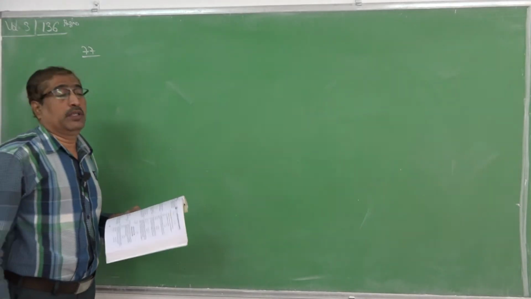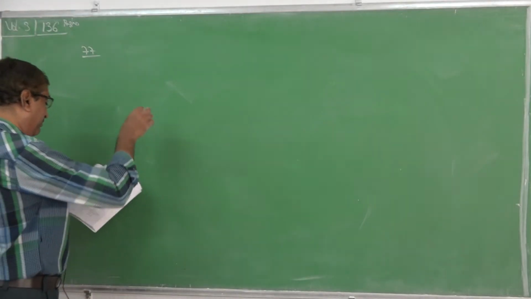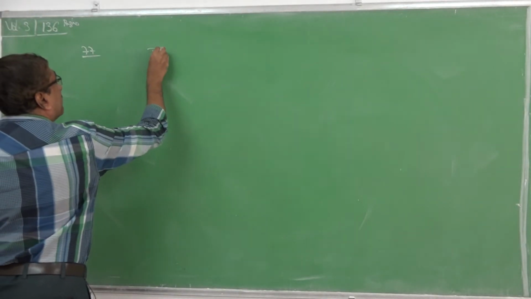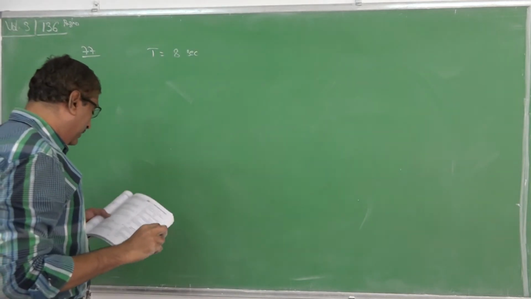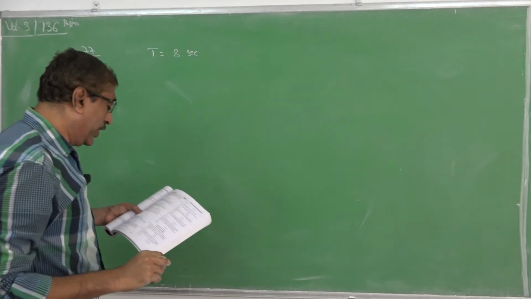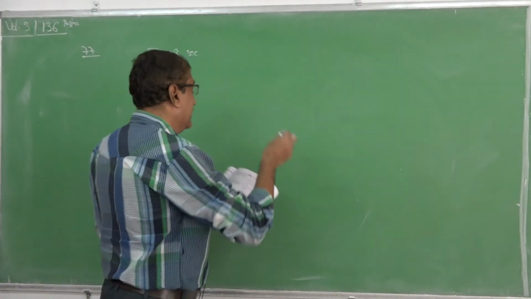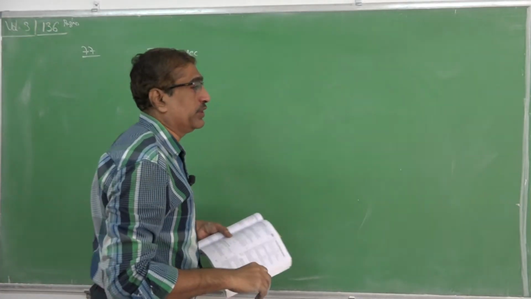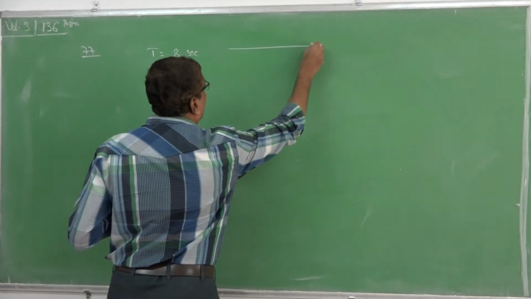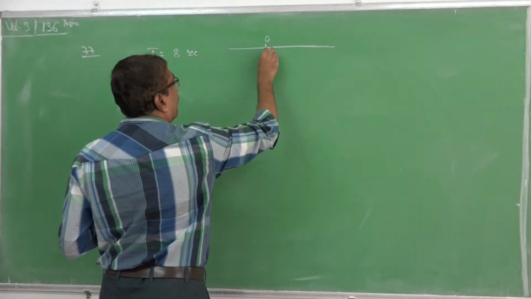Okay. So the time period of the particle in SHM is given as 8 seconds, so capital T is equal to 8 seconds. And we have to calculate the ratio of distances covered by it in the first and second seconds. It is given that at t equal to 0, it is at the mean position. Now suppose this is the mean position. The particle starts from this position O.